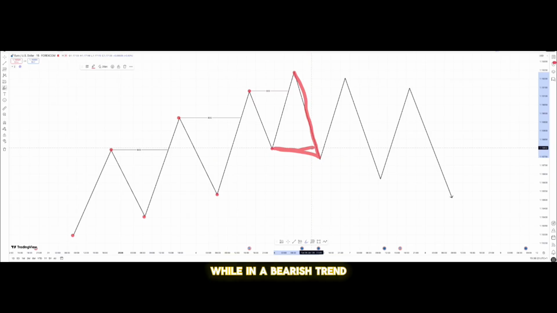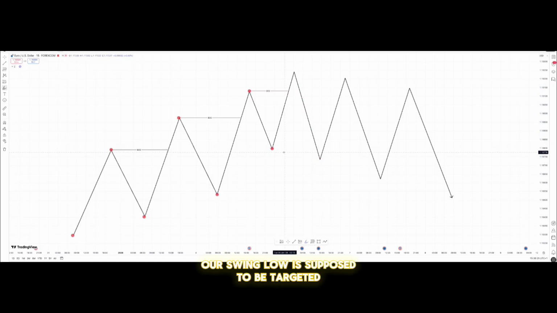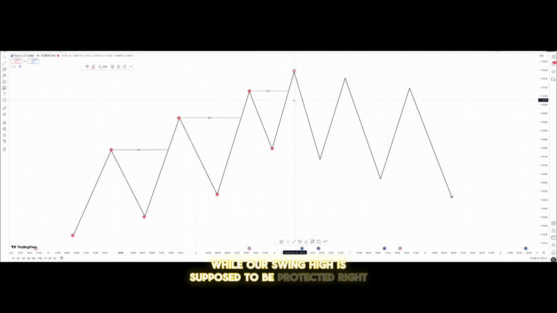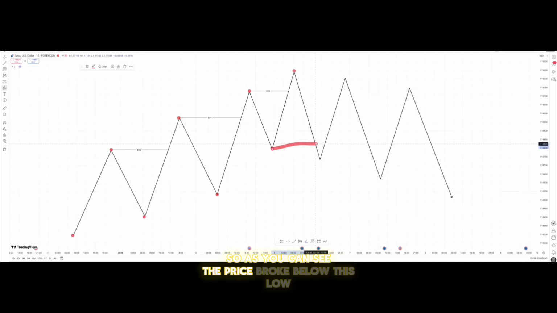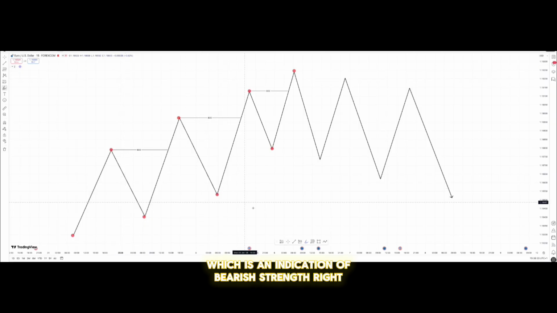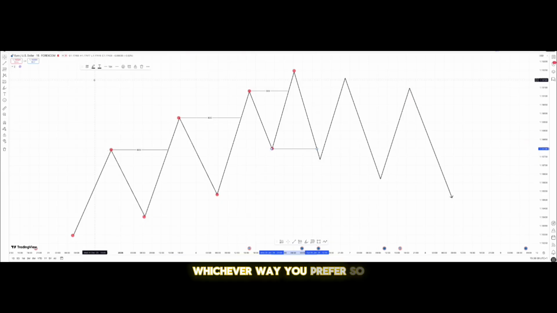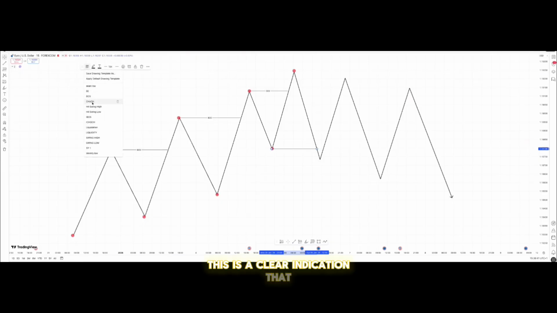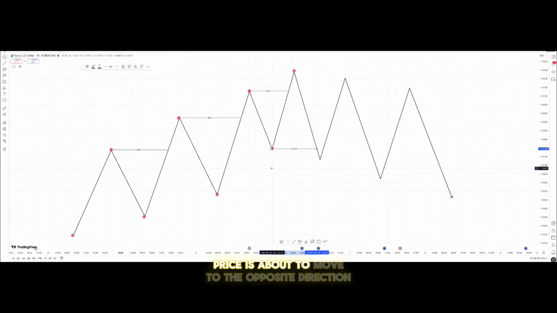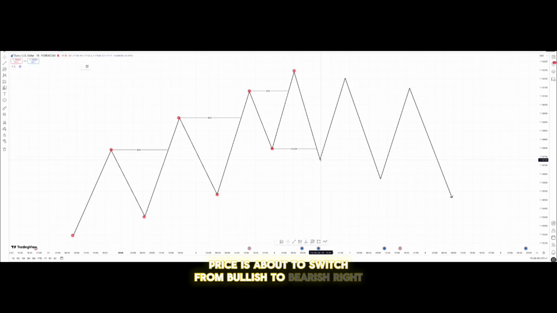While in a bearish trend, our swing low is supposed to be targeted while our swing high is supposed to be protected. So as you can see here, price broke below this low, which is an indication of bearish strength, a change of character, a shift in market trend, whichever way you prefer. So this is a clear indication that price is about to move in the opposite direction. We're bullish, and now price is about to switch from bullish to bearish.